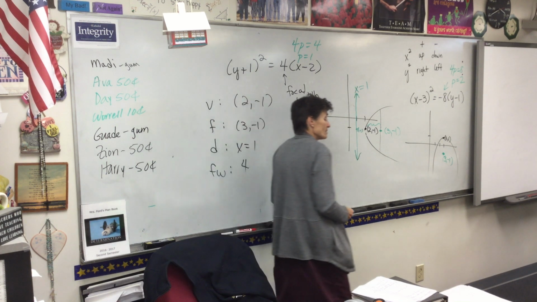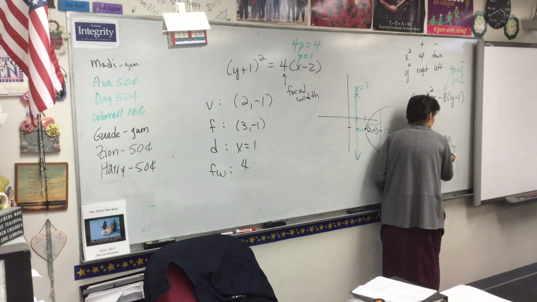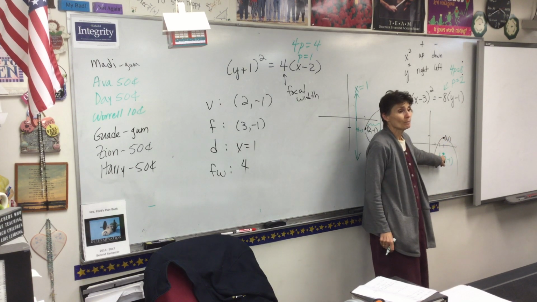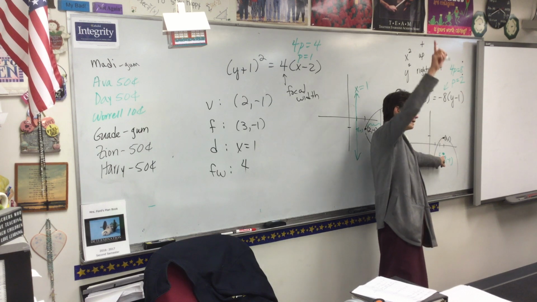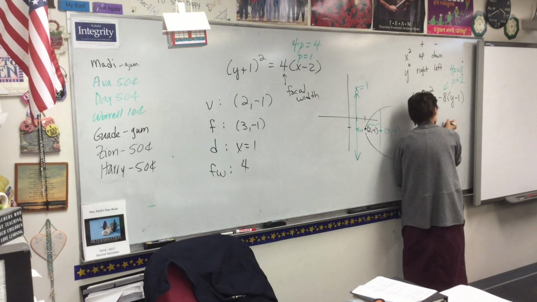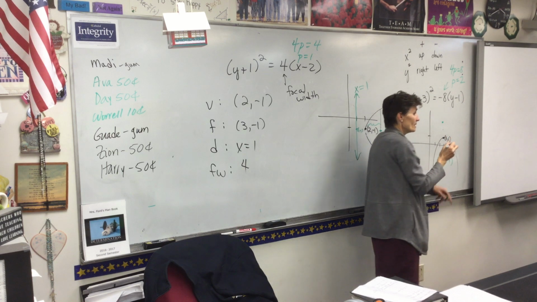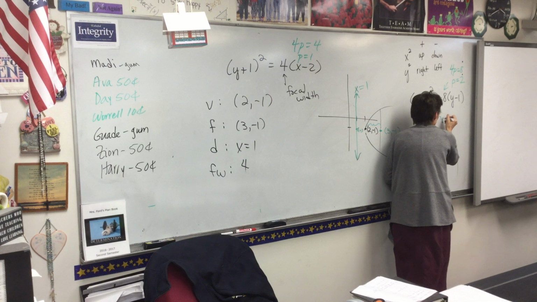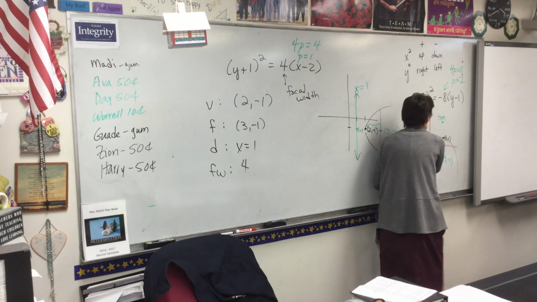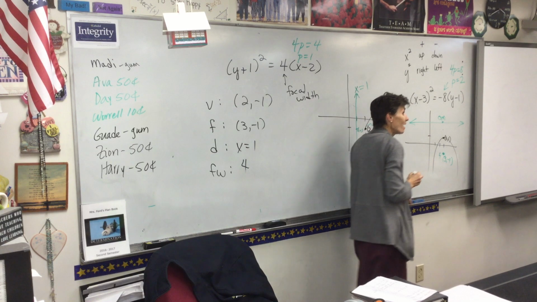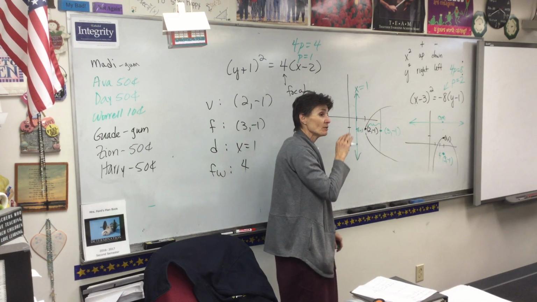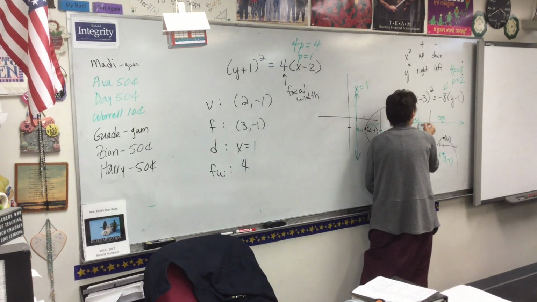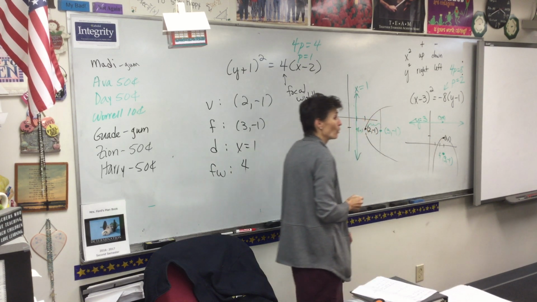Now that's my focus. I came down 2, so that's my focus. Now, if I came down 2 for the focus, I'm going to go up 2 for the directrix. Now, if I were labeling that point, it would be 3, 3. But I'm not looking for the point, I'm looking for the line which intersects the y-axis, so it's y equals 3. That's your directrix.